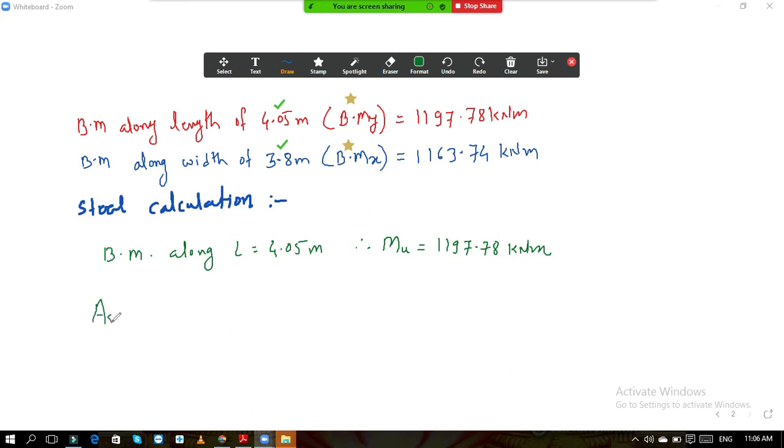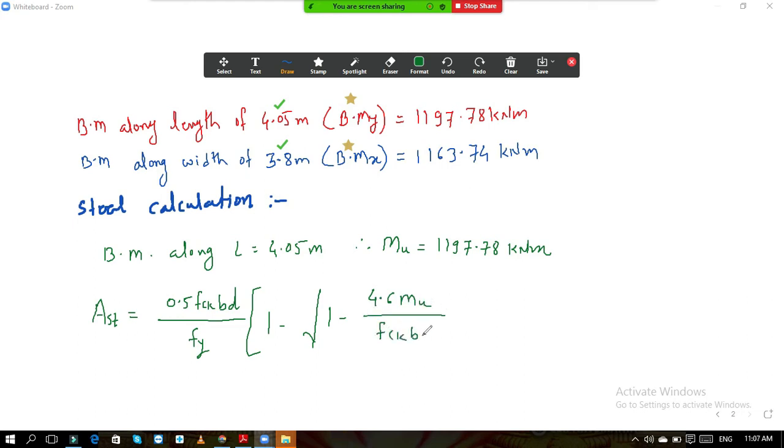Now use the formula. Ast is equal to 0.5 fck bd divided by fy in bracket 1 minus under root 1 minus 4.6 Mu upon fck bd square. So put the values, you will get the answer and let me know the answer. So how much is the value of Ast? 4699.07 mm square. Please check the values. So this is the value.